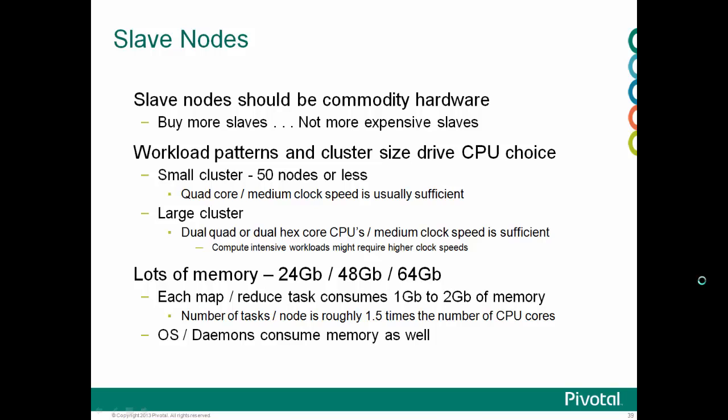A lot of memory is required, whether it be a master node or a data node. Okay, a map task and/or a reduce task, either one is going to consume between 1 and 2 gigabytes of memory typically.